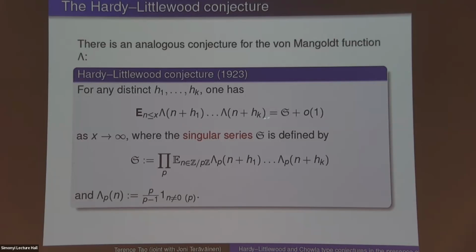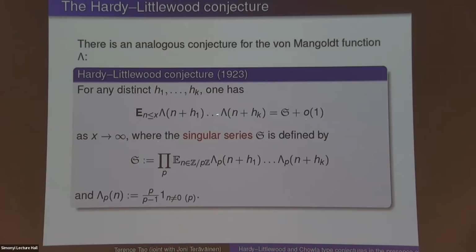And there's a similar conjecture, called the Hardy-Littlewood conjecture, or the Hardy-Littlewood prime tuples conjecture, which I also talked about in the previous talk. But anyway, if you take distinct integers h1 to hk and you look at the k-fold correlation of the von Mangoldt function, this time it doesn't go to 0. You don't expect that because big lambda is now non-negative. But it should converge, as x goes to infinity, to a very explicit quantity called the singular series, and this is just some number that depends on h1 to hk.